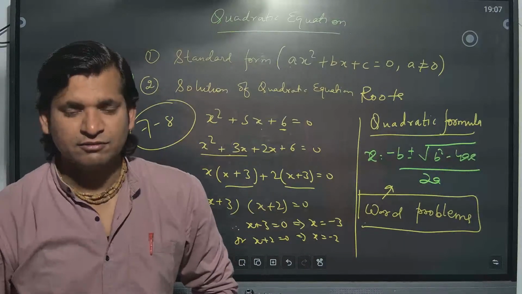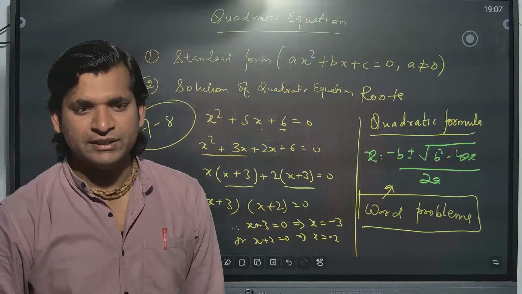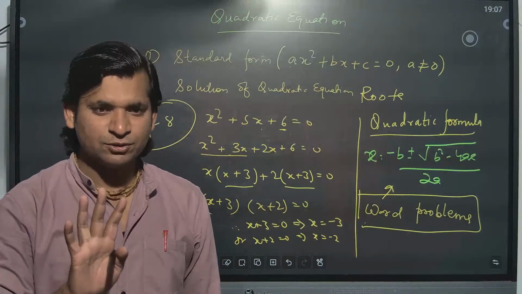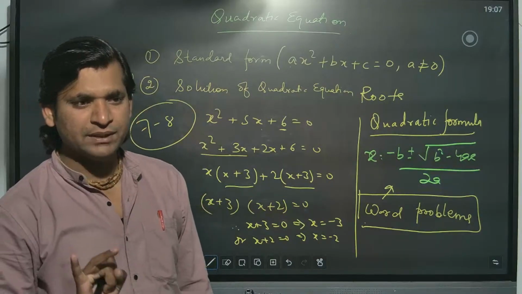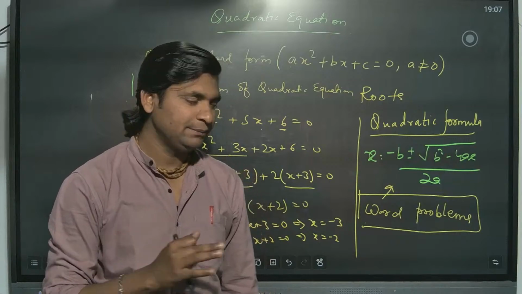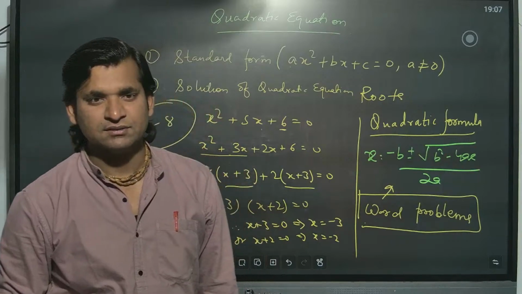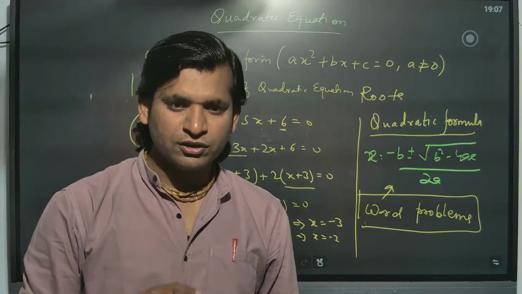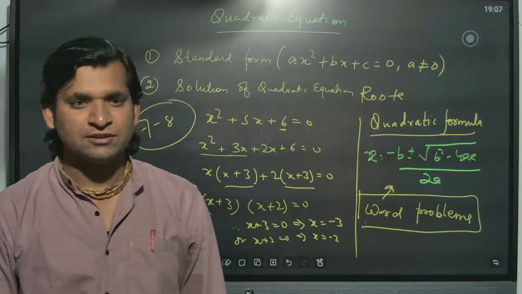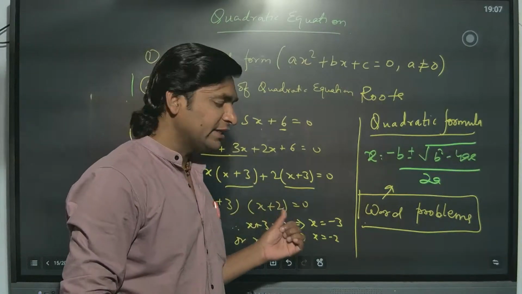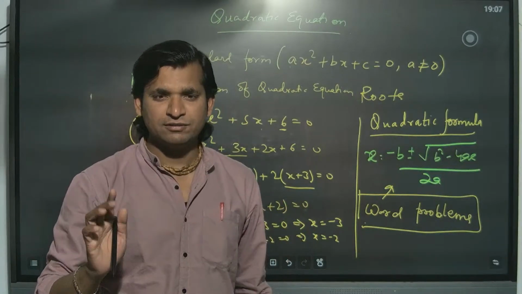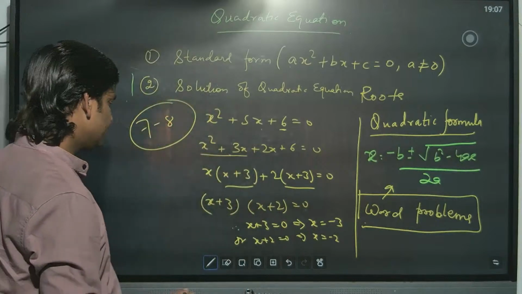Why? Because total algebra is 20 marks. In algebra, I told there are 4 chapters: polynomial, pair of linear equation in 2 variables, AP and quadratic equation. So out of algebra, one 5 marks question will be there. It is either from quadratic equation or pair of linear equation in 2 variables.